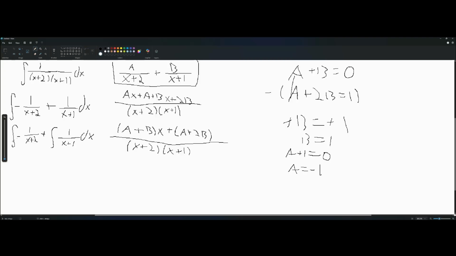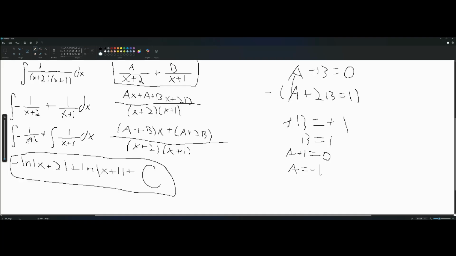This is an easy substitution, but when you do the substitution, you'll figure out that this is equal to negative the natural log of x plus 2 plus the natural log of x plus 1 plus c. This is essentially our answer. So essentially, I think we have the knowledge needed to tackle our MIT integral as a whole.